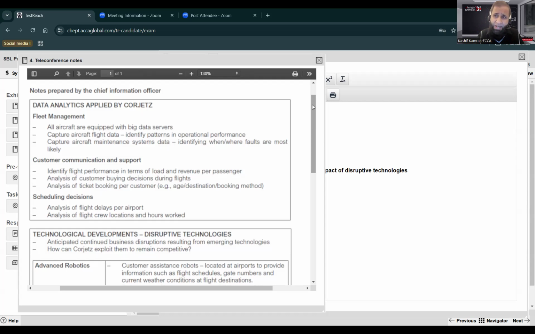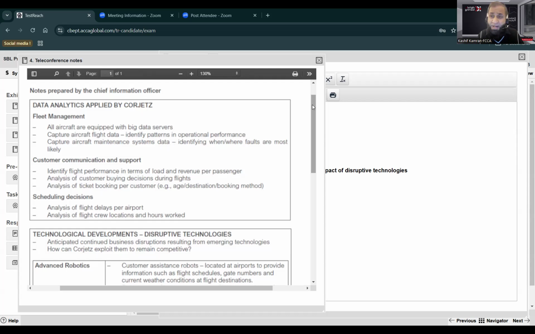Now, when you look at the data analytics they're applying to fleet management, which for an airline is something important, what are they doing? Number one, all aircrafts are equipped with a big data server, so they are saving all the information for every flight. Capture aircraft flight data. Identify patterns in operational performance: what customers are liking, customer behaviors, fleet behaviors, any issues within the flight, any problem developing which they can be alerted to beforehand.